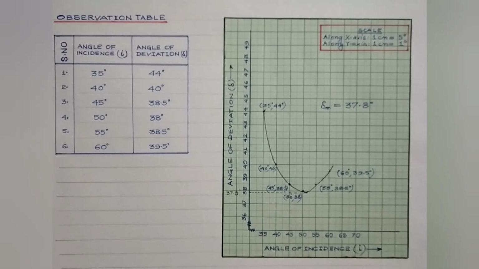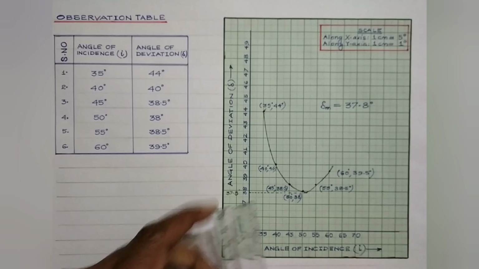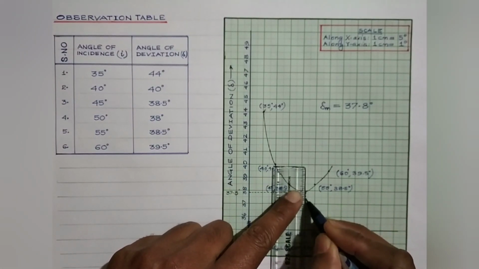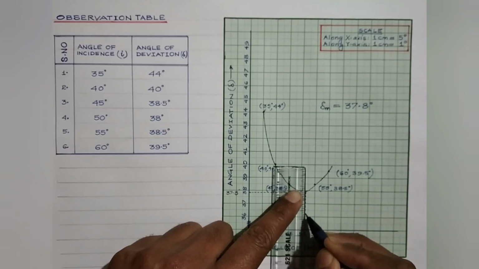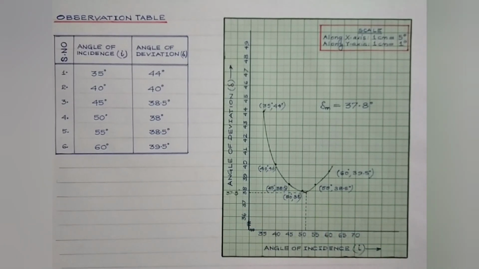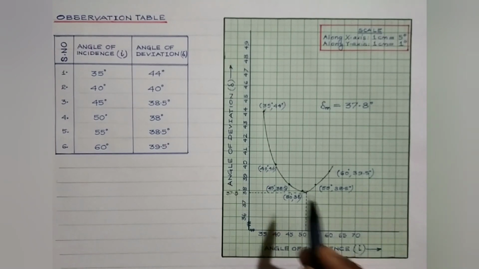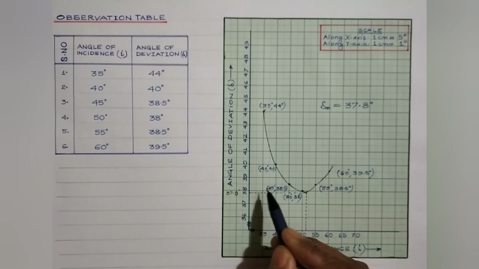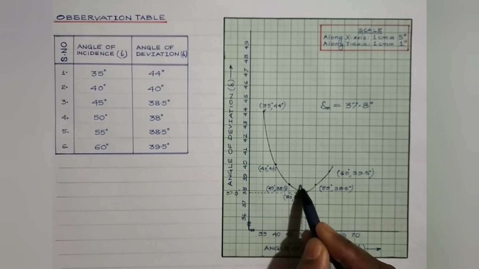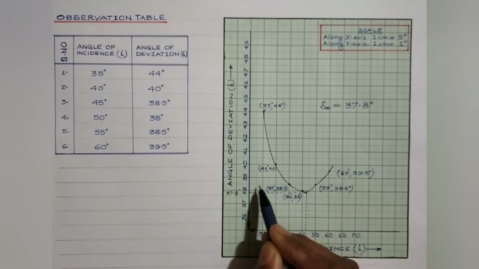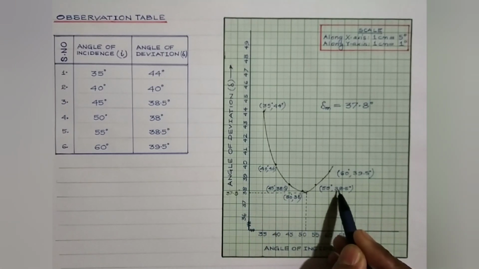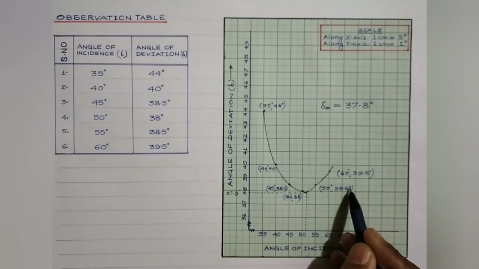Now students, one more thing to be noted is that corresponding to del m, that is corresponding to minimum deviation angle, there can be only one unique value of angle of incidence. But students, there can be two different angle of incidences corresponding to the same angle of deviation. Here you can check. Angular deviation is 38.5 degree. Here also it is 38.5 degree.